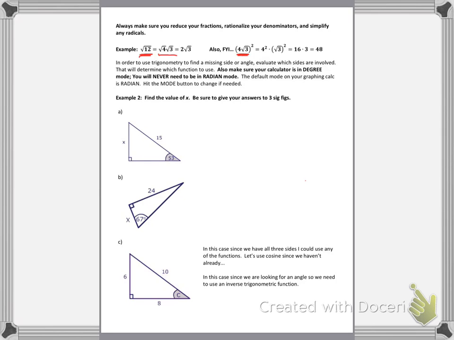Also, if you do have a side there that has a radical in it and you need to square it, make sure you square both parts. That would just be like if you were taking 4x and squaring it, you have to square the 4 and the x. Same thing with 4 square root of 3. So you square the 4 and you square the square root of 3, and you end up eventually with 48.